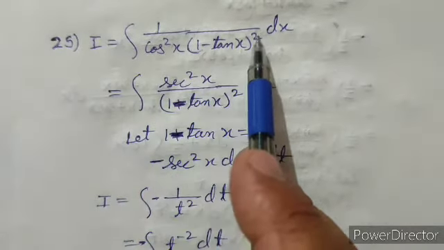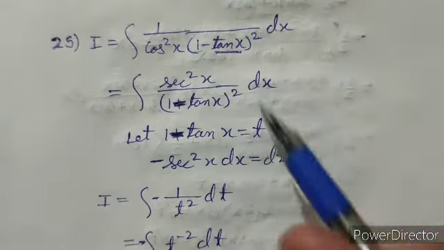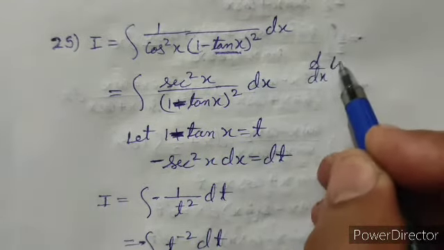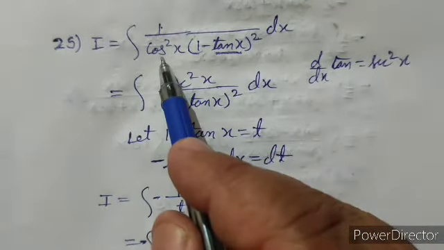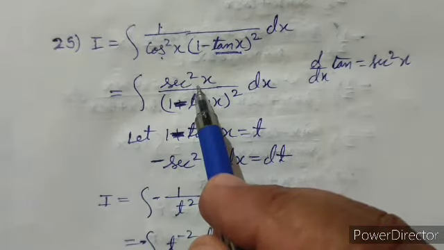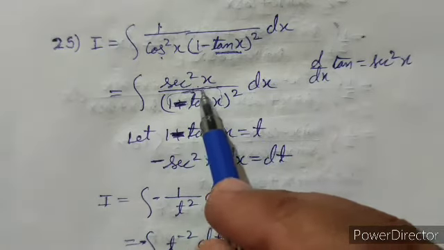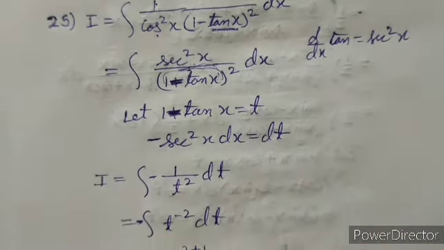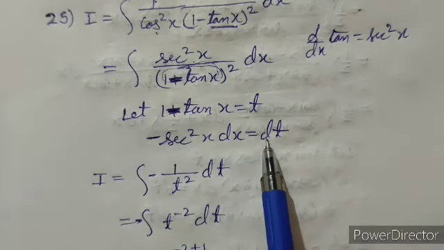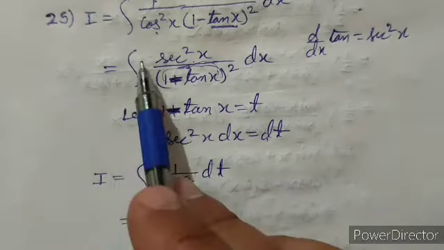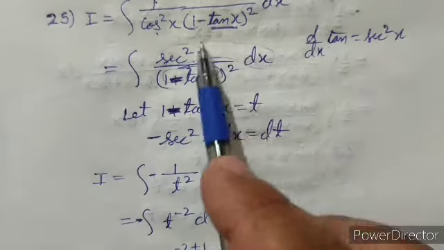Now in question number 25, I is equal to integral of 1 upon cos square x into 1 minus tan x whole square dx. As we know, derivative of tan x is equal to sec square x, and 1 upon cos square x can be written as sec square x. So here we will take 1 minus tan x as t, and on taking the derivative, minus sec square x dx will be equal to dt. So I will be equal to minus 1 upon, this sec square x dx will be equal to minus dt.